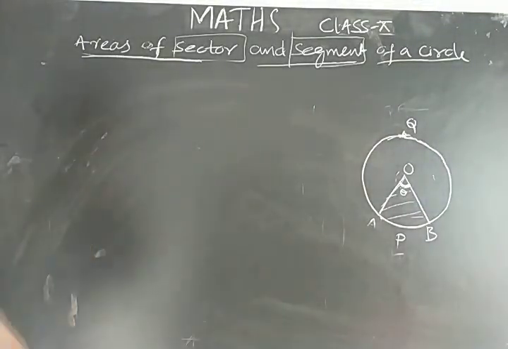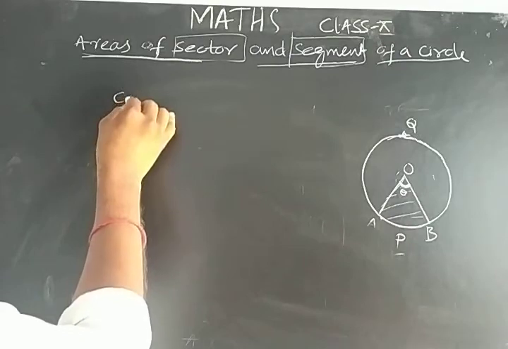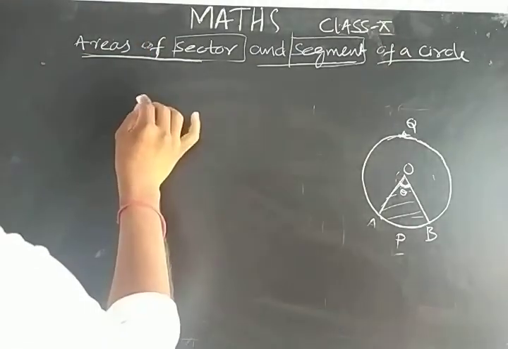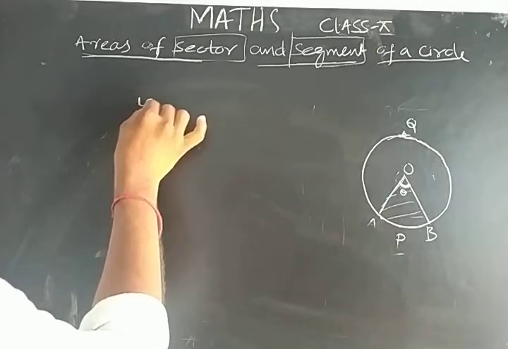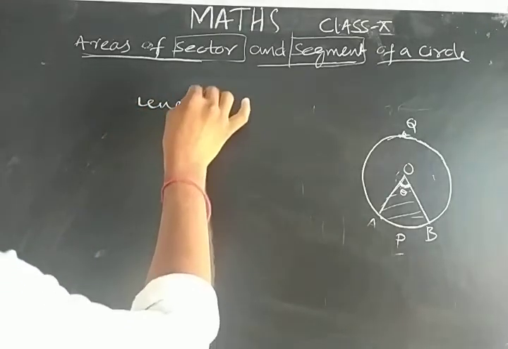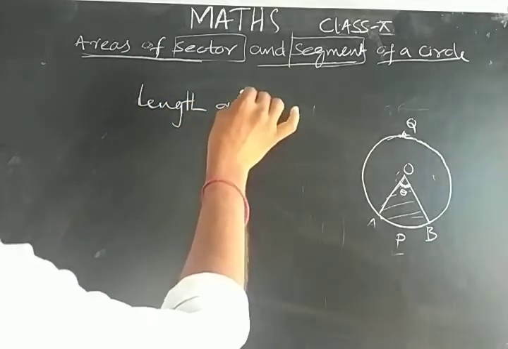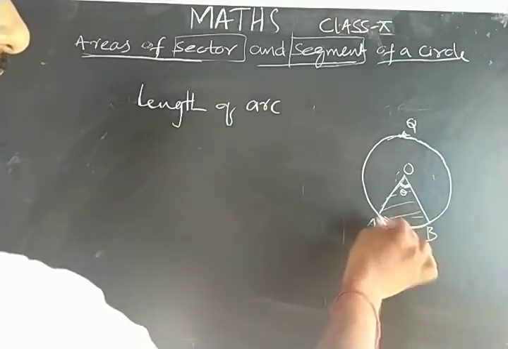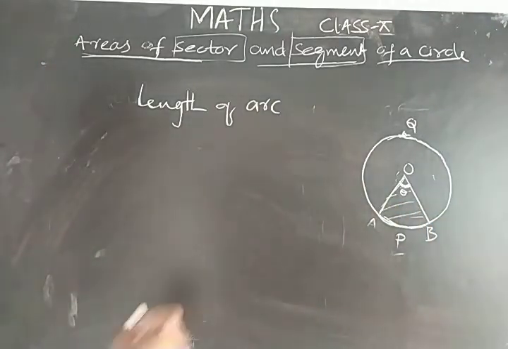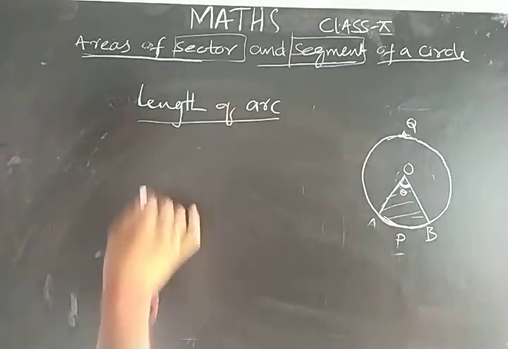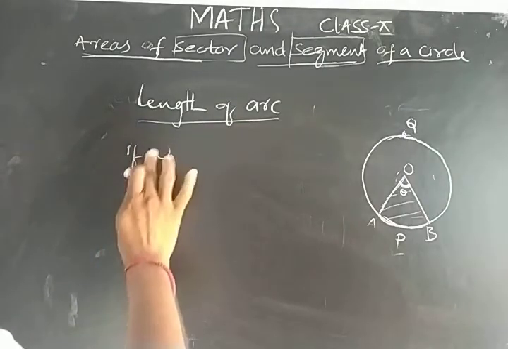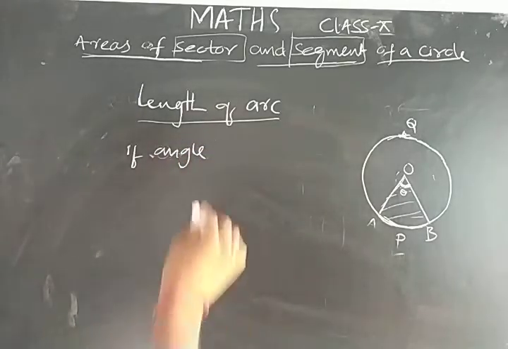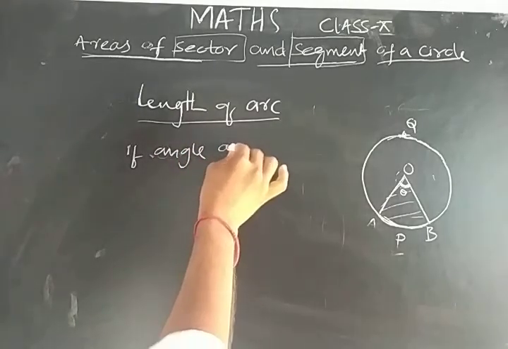Now, circumference of an arc. Length of arc. How to find the length of arc? This length. If you need this length, how to find APB? Length of arc. If the angle at center, I am going to find the length of arc.